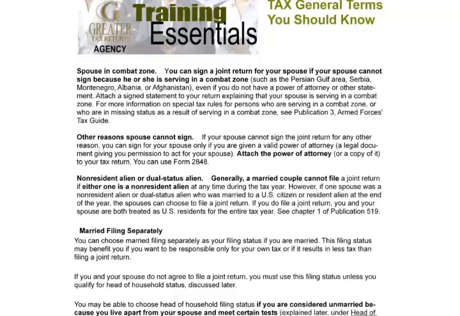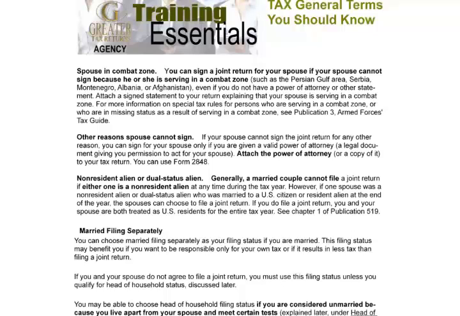Other reasons why spouses cannot sign: if a spouse cannot sign the joint return for any other reason, you can sign for the spouse only if you are given a valid power of attorney, or guardianship or conservatorship. These are legal venues that you could take to be able to sign for someone else.